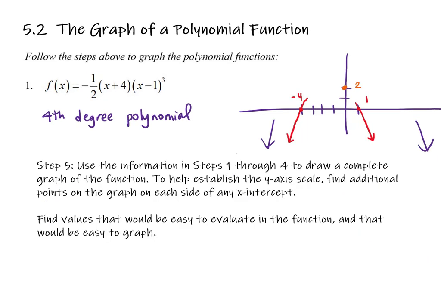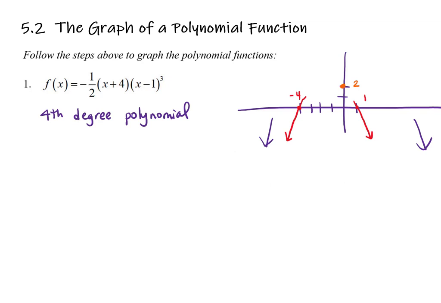Now step 5 asks us to use the information in steps 1 through 4 to draw a complete graph of the function. And we see that we have sort of a sketch going on this right hand side, but we don't know where any local or absolute max or min are. We don't really have an idea of what the graph does in the middle. So I'm going to plug in a few points, maybe to help us figure out what this graph should actually look like. And I think I see that I have a coefficient of -1/2, so I want to plug in points that are going to make it easy to divide by 2.